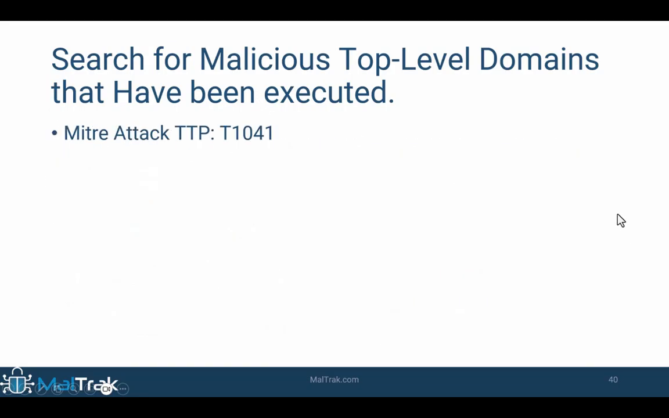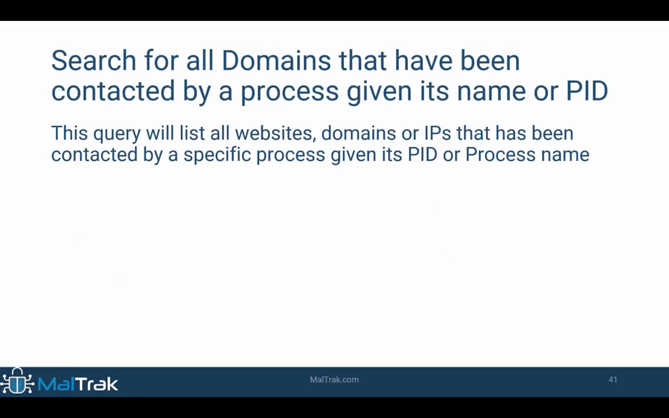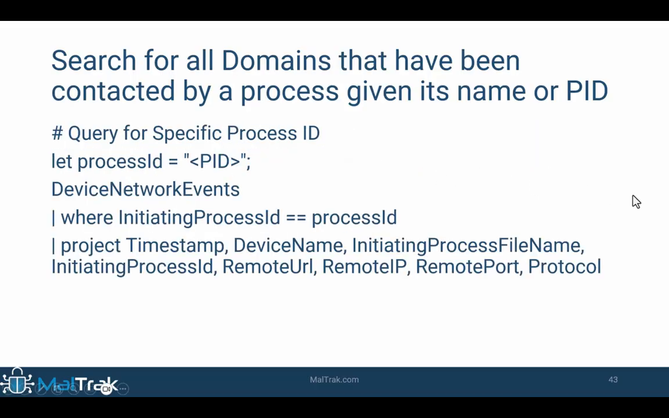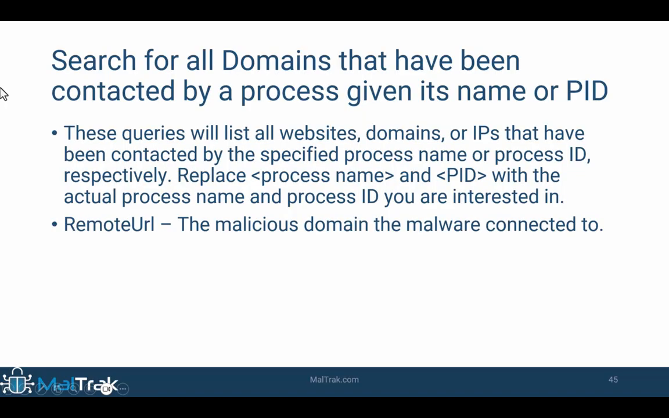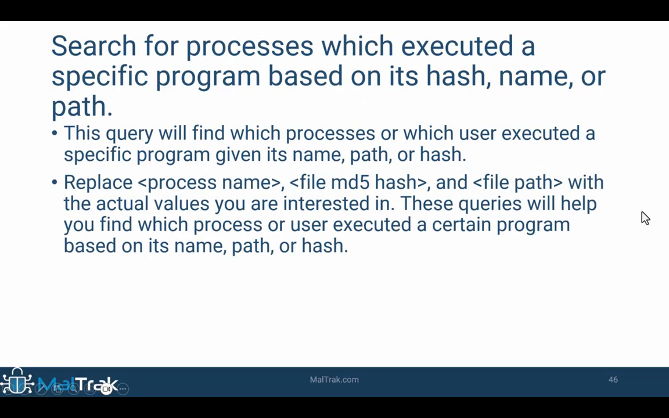Okay, same thing. There's the March attack TTP. You can go through it in your own time. So search for all domains that have been contacted by a process, given its name or PID. We've been through this before, in Module 4. You just specify the PID, and it'll query the device network events table in Defender. Okay, and the results will give you that: remote URL. It's just an explanation of what your results are.